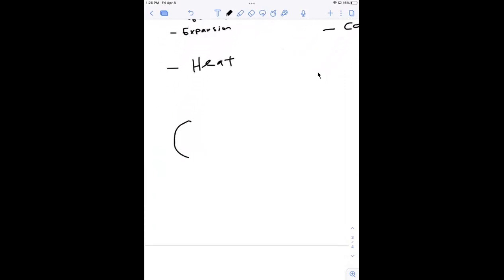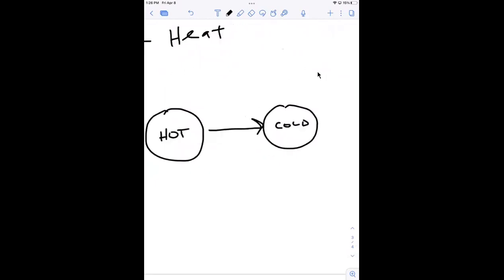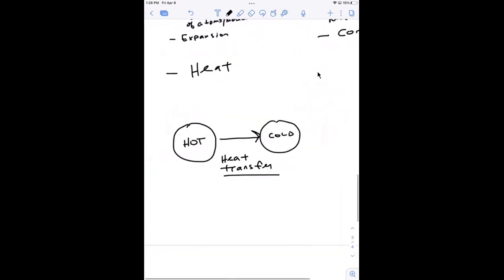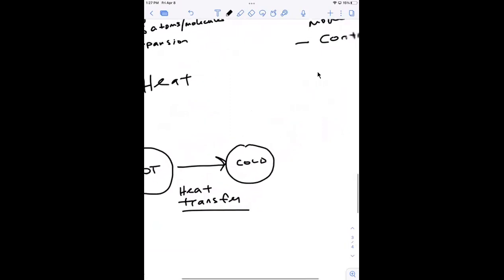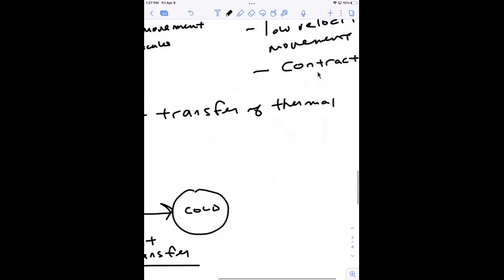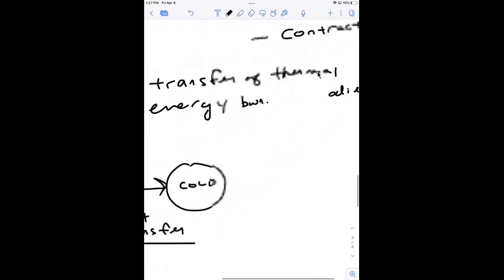And let's say we have something that's hot and something that's cold, close to one another. That thing that's hot is going to release energy to the thing that's cold, right? And when that happens, that heat transfer is always from hot to cold. That's what heat is. Heat is the transfer of thermal energy between two bodies with different temperatures. So let's define that.